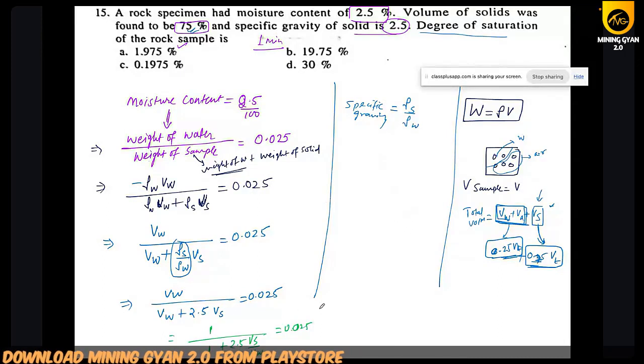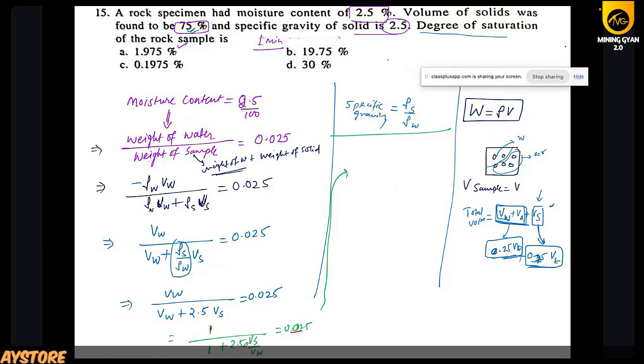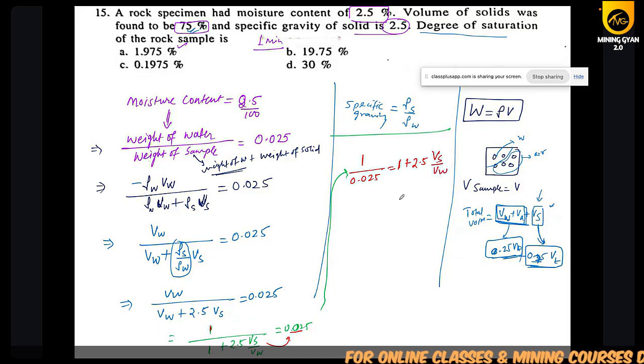And if I will take this here, I will divide these to this, and I will take in this side. So, divided by 1 by 0.025, which will equal to 1 plus 2.5 Vs divided by Vw.